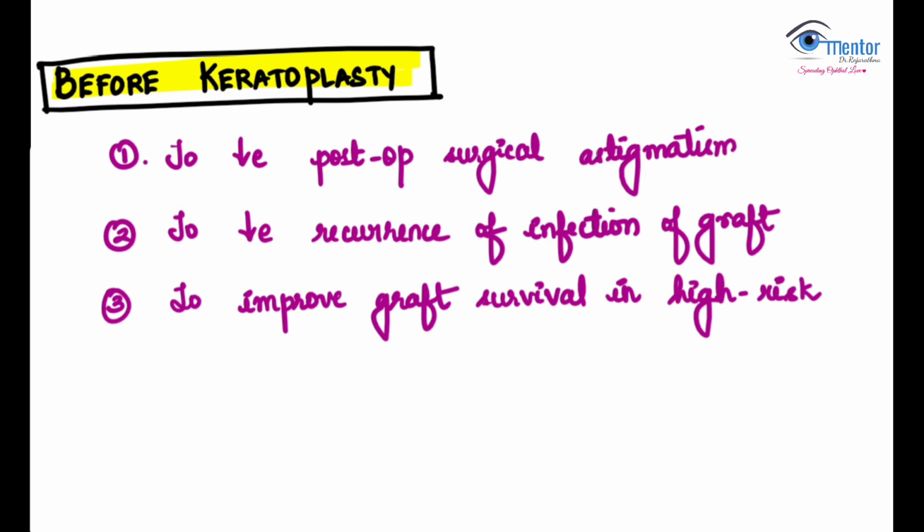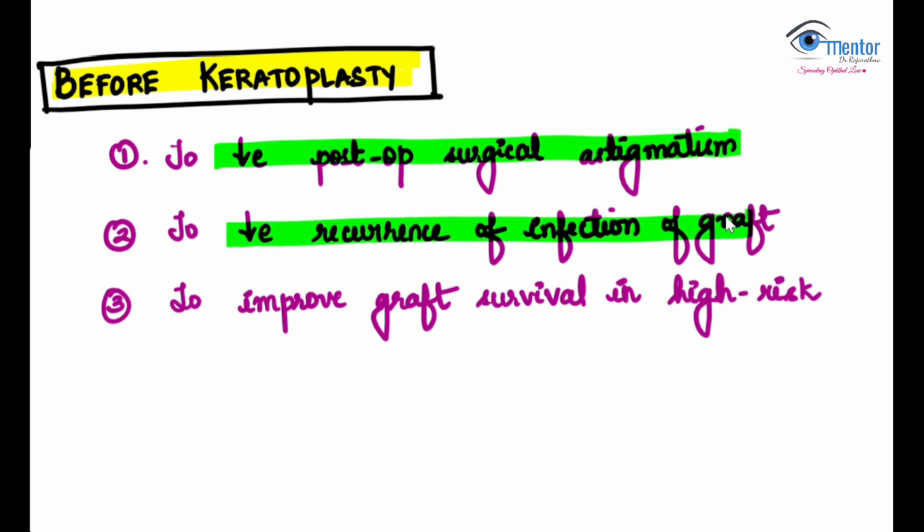The other indication is before keratoplasty. Now, how does it help before keratoplasty? It is used to decrease the post-op surgical astigmatism. So what is done is peripheral corneal cross-linking is done, and this prevents keratocyte proliferation. That helps in decreasing the astigmatism, whereas the central donor endothelium is preserved for graft survival. To decrease the recurrence of infection in the graft and also to improve graft survival in high-risk cases, corneal cross-linking has been proven to decrease corneal neovascularization.